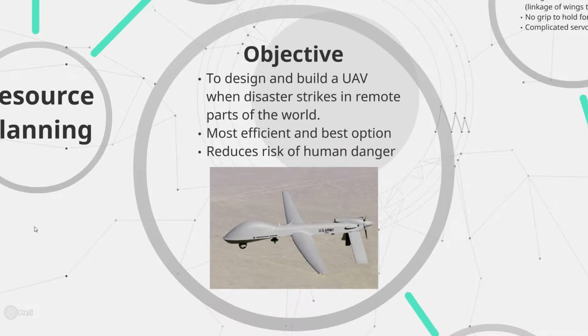At a remote part of the world, a disaster had struck. Relief medication supplies are urgently needed in the disaster zone where road access has been completely destroyed. Our objective is to design and build a UAV when disaster strikes in remote parts of the world. It is the most efficient and the best option, and it also reduces the risk of human danger.